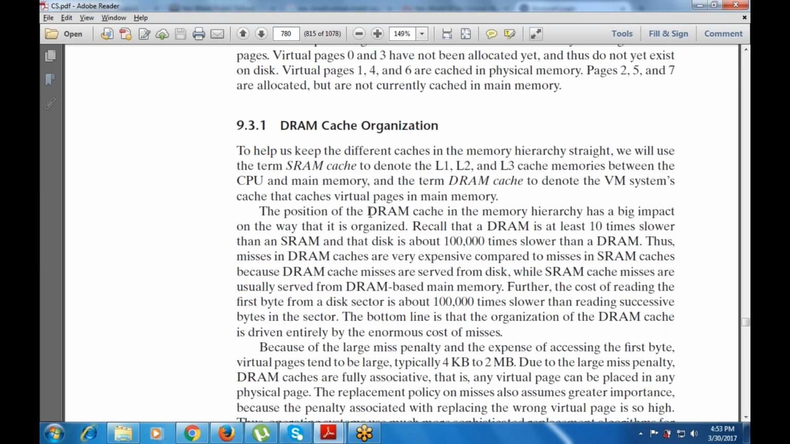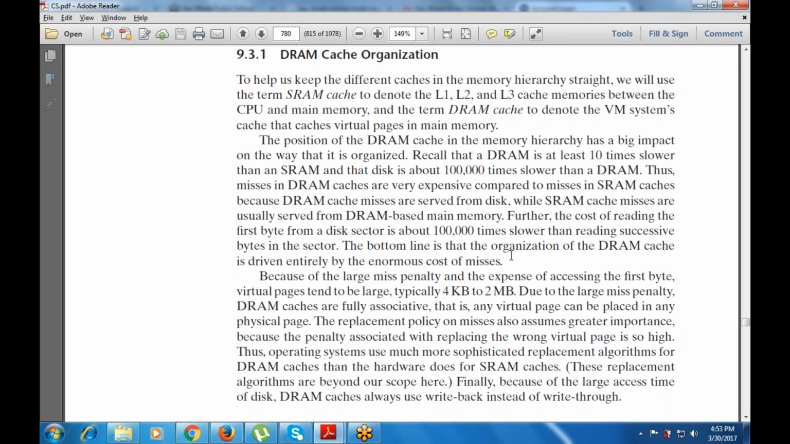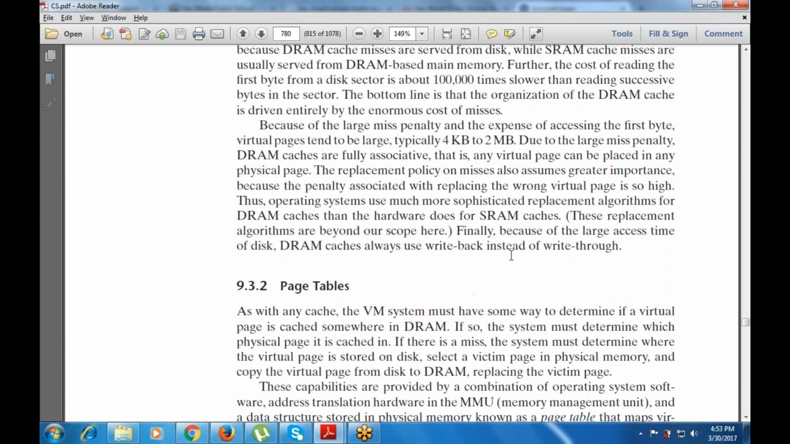The position of the DRAM cache in the memory hierarchy has a big impact on the way it is organized. Recall that DRAM is at least 10 times slower than SRAM, and the disk is about 100,000 times slower than DRAM. Therefore, misses in the DRAM cache are very expensive compared to misses in the SRAM cache, because DRAM cache misses are served from the disk, while SRAM cache misses are usually served from the DRAM-based main memory.